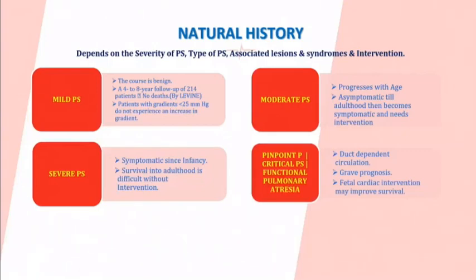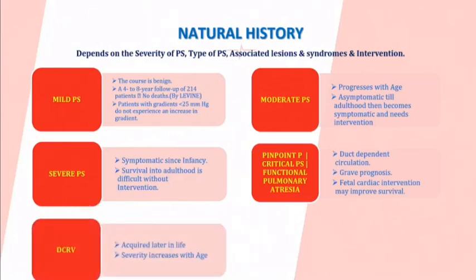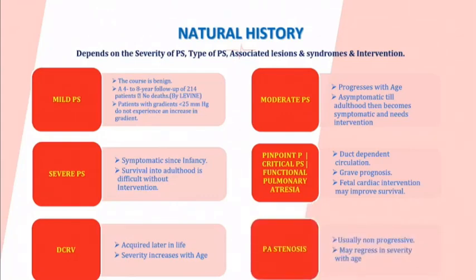Pinpoint pulmonary stenosis is often considered functional pulmonary atresia. It is a critical form of pulmonary stenosis, a drug-dependent condition, and it has a grave prognosis. A fetal cardiac intervention is a must for the fetus to survive. DCRV is acquired later in life, and the severity gradually progresses with age. Pulmonary artery stenosis is usually non-progressive, and it may regress in severity with age.